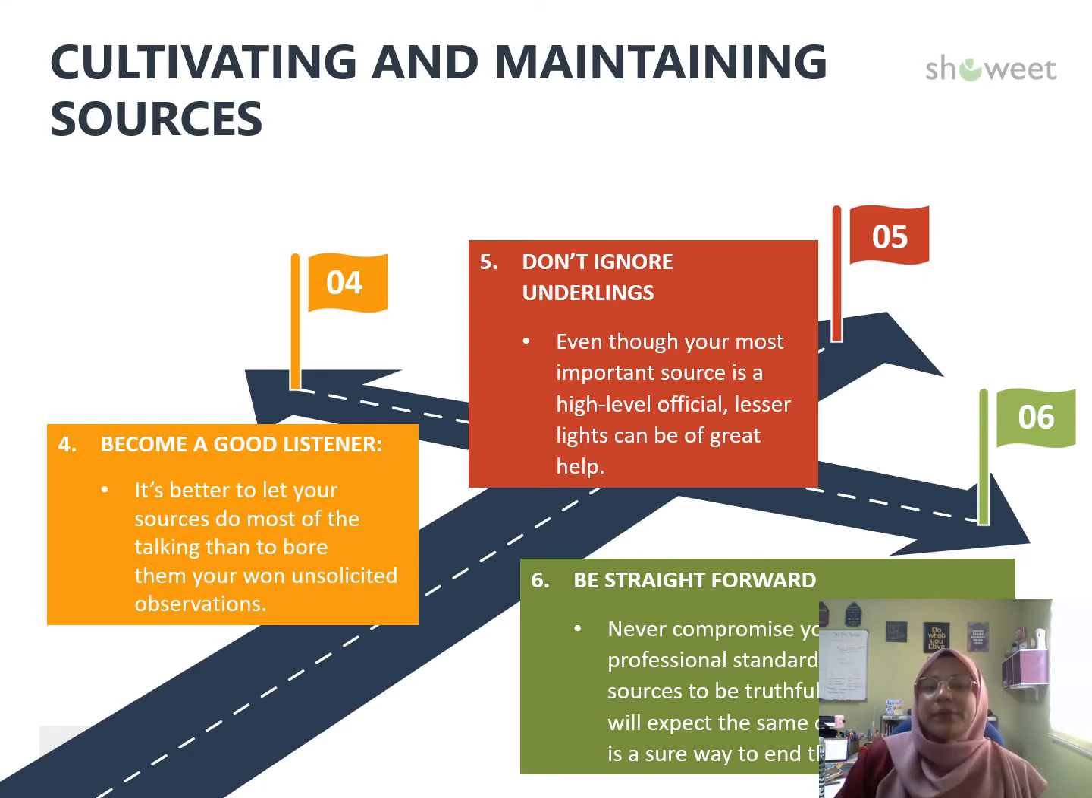Number five, don't ignore the underlings. You should know that sources is not only about the prime sources, but also the linesmen, the referees, and the technical team involved in a tournament, event, or any competition. They are also very important because they know what is happening there. So don't ignore them.